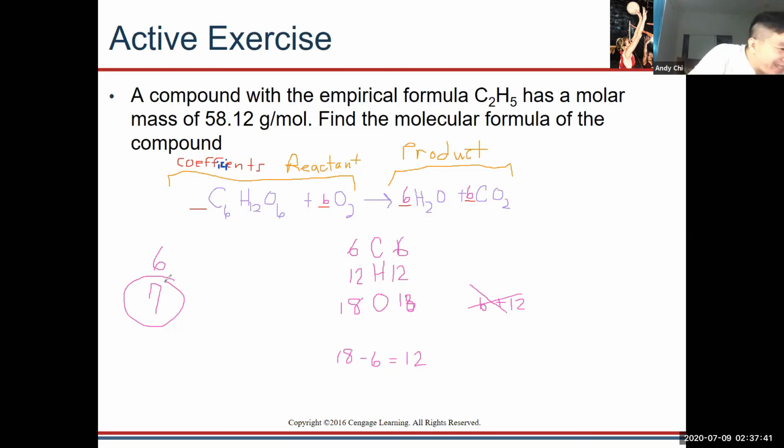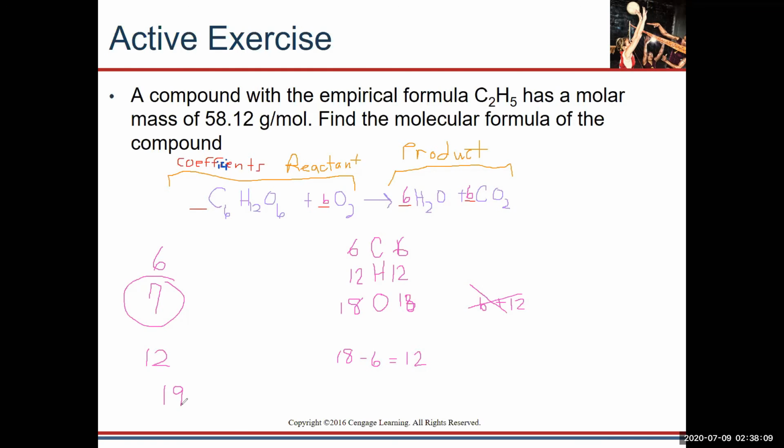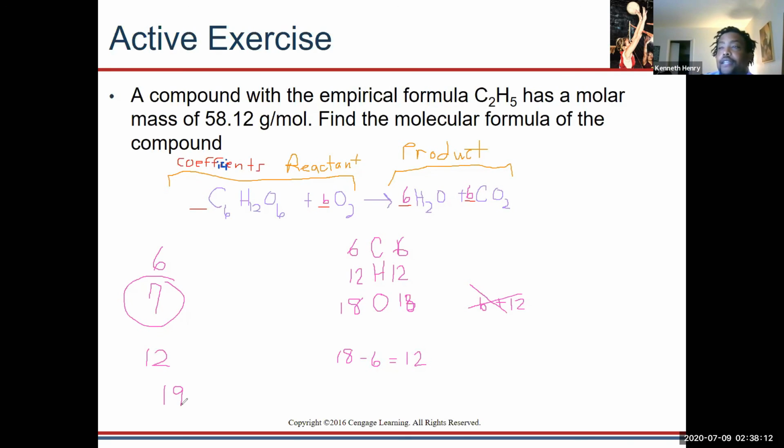If I ask you how many coefficients are in the products? 12. If I ask you, what is the sum of all of the coefficients for this chemical equation? 19. Piece of cake? Yes. Ryan says he got this.